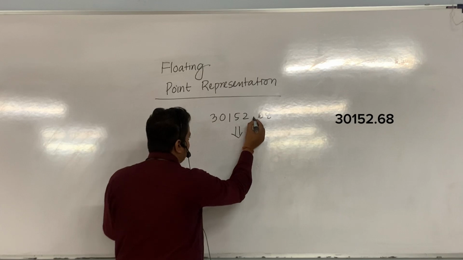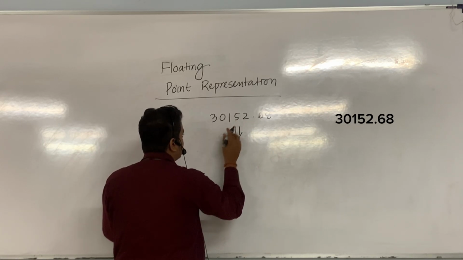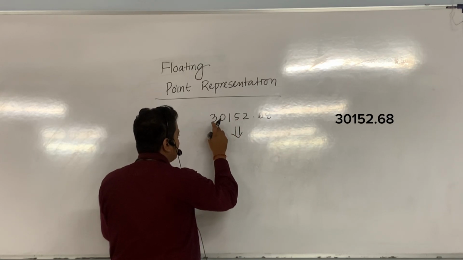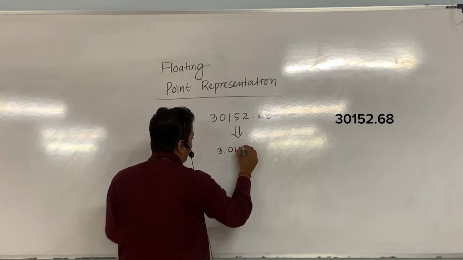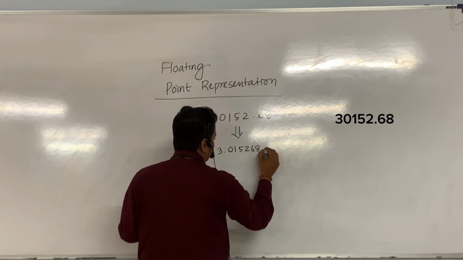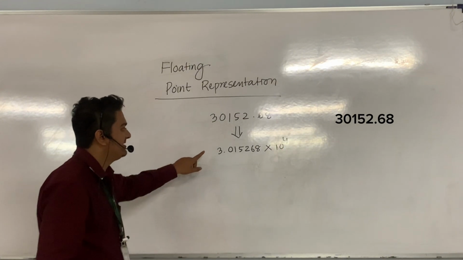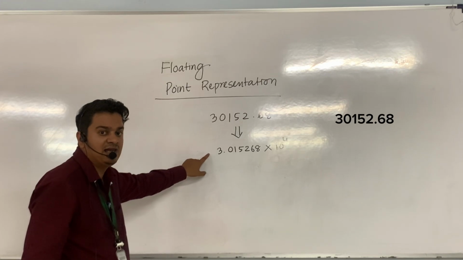So I am shifting this decimal: 1, 2, 3, then 4. Four places have been shifted. Then I can write 3.015268 multiplied by 10 to the power 4. I can represent it like this. So this is now called the normalized form.